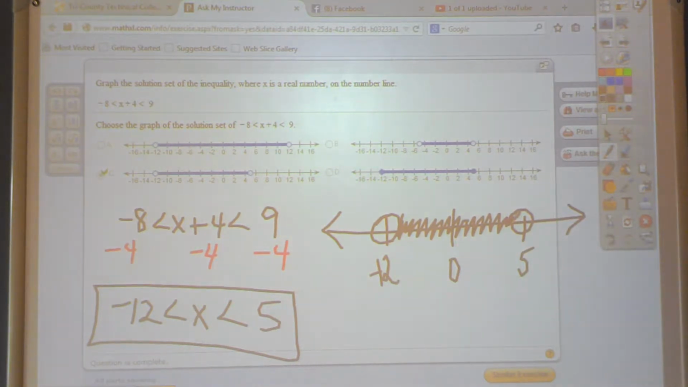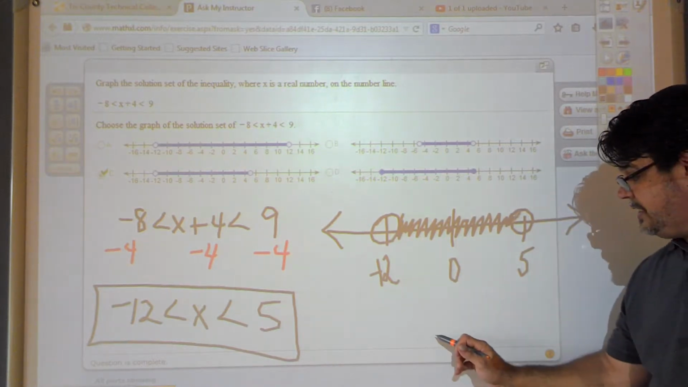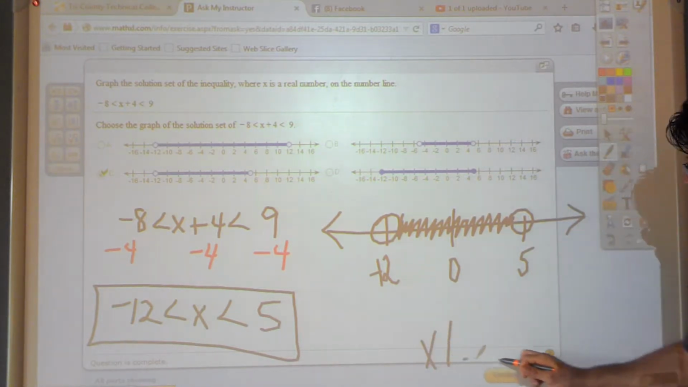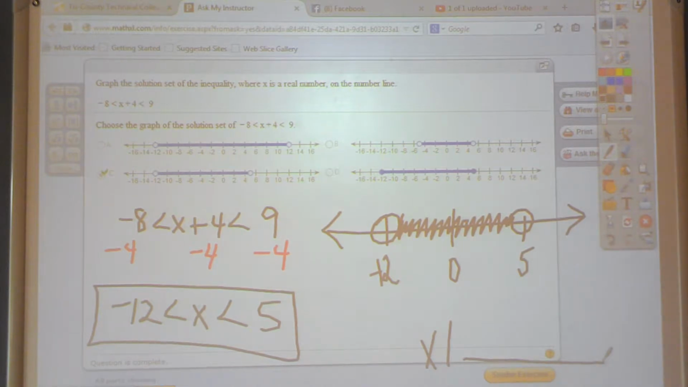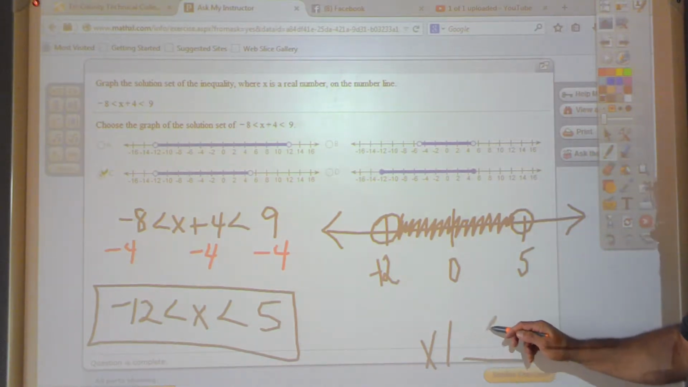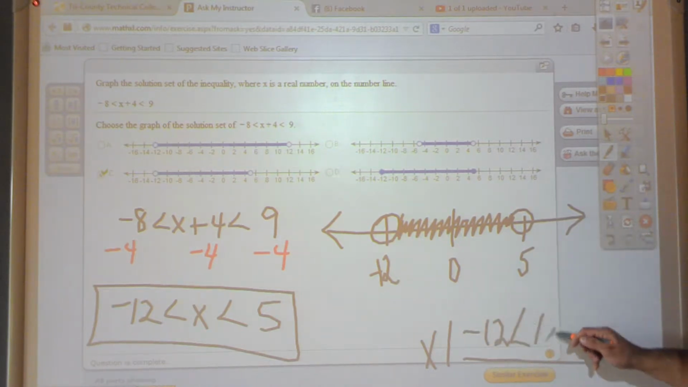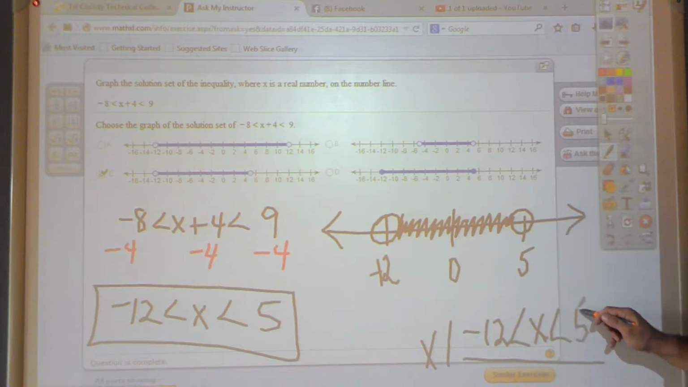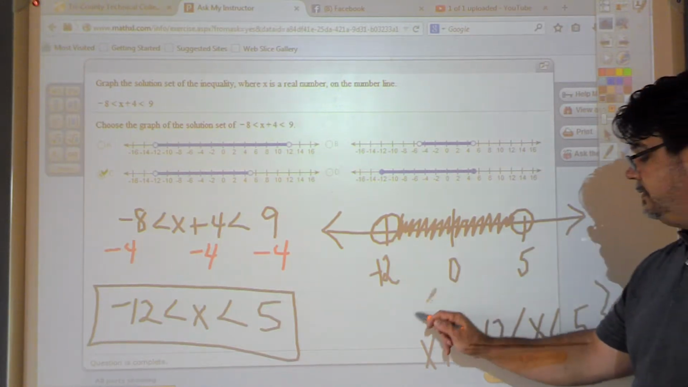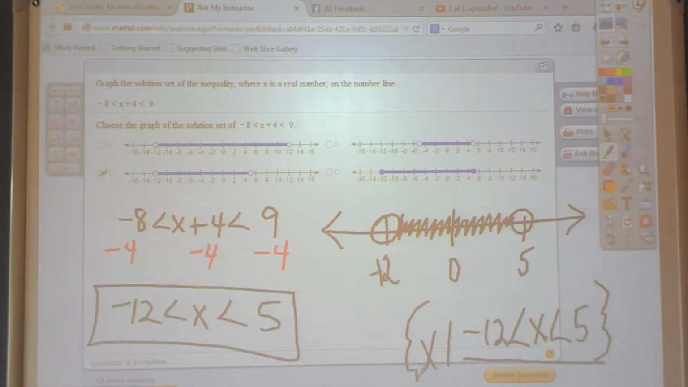Now set builder is the easy one. All you've got to do is take x such that, and then write your answer, and put braces around it. Negative 12 less than x less than 5, and then put braces around it. That's how you write set builder notation. Just draw x such that, and then a blank, and then put braces around it, and then you put your answer in your blank, and that's how you write set builder notation. Don't ask me why. I don't know.